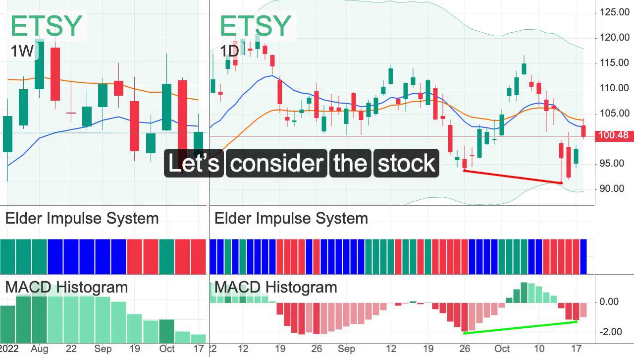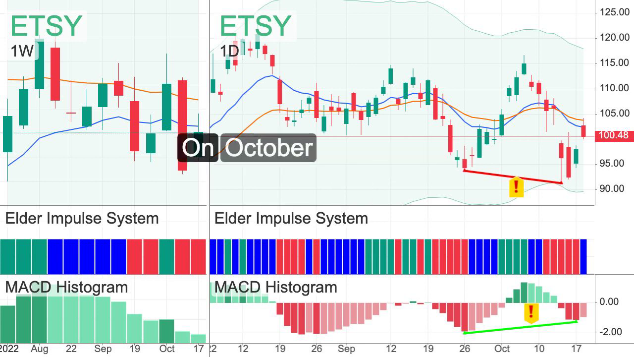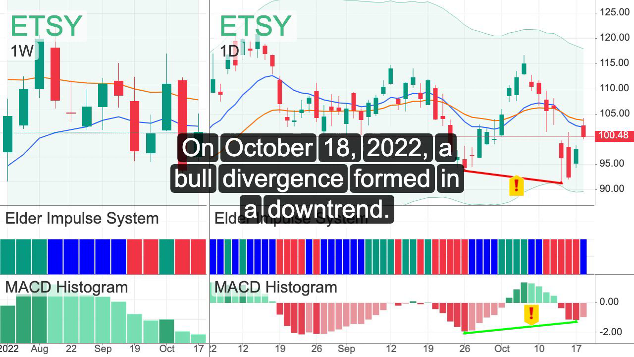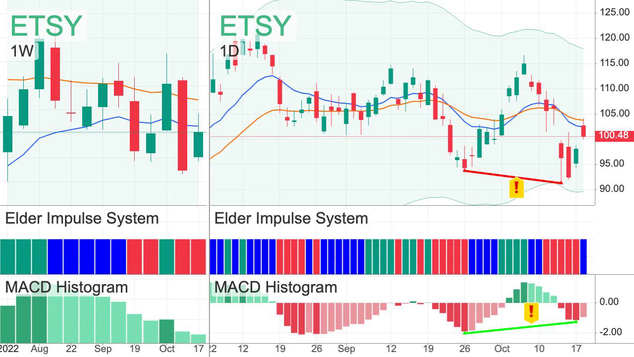Let's consider the stock of Etsy Inc. On October 18, 2022, a bull divergence formed in a downtrend. This is a strong buy signal. There is a first light bar on the histogram. Are you ready to submit a buy order?